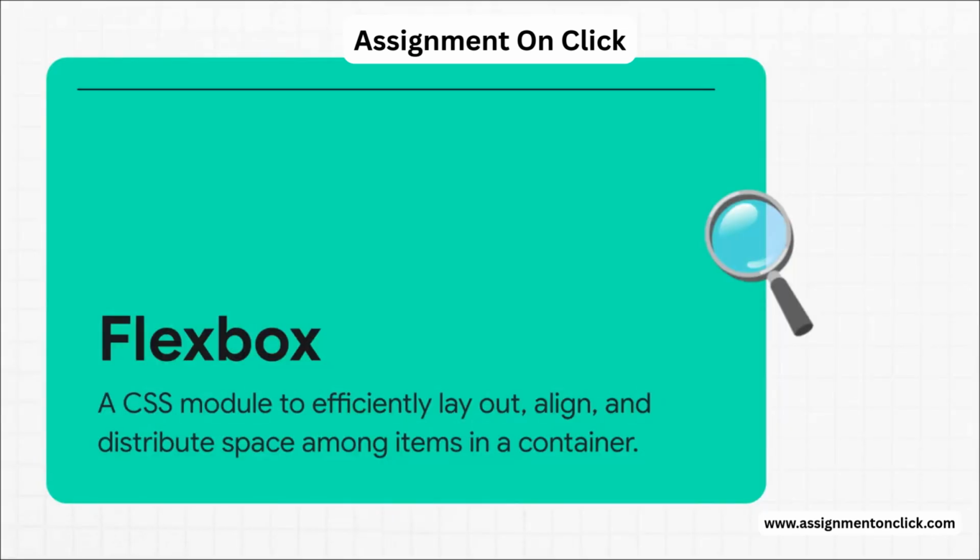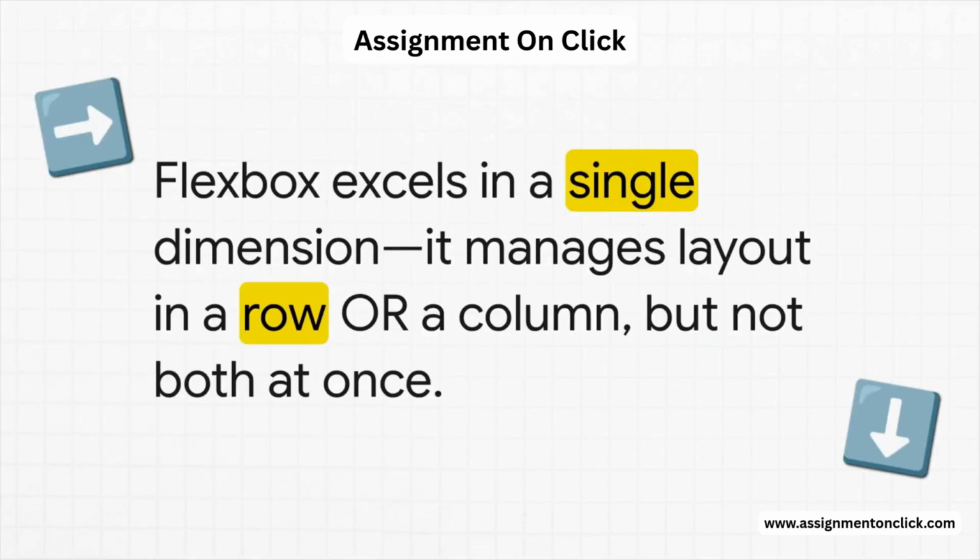So what is it really? Well, the official definition says it's all about making it more efficient to lay out, align, and distribute space. And that is so important, especially when you don't know how big your items are going to be or if they're going to change on the fly. And here it is. This is the absolute core concept you have to get. Flexbox thinks in one dimension at a time. It's either managing a row or it's managing a column. It never, ever does both at once. And you know what? That is both its greatest strength and its one key limitation.